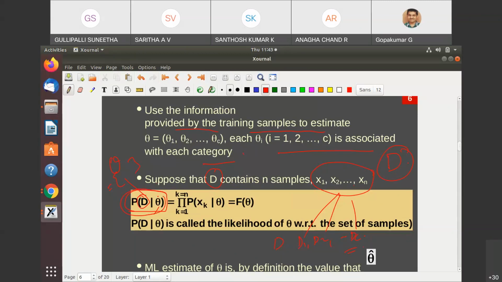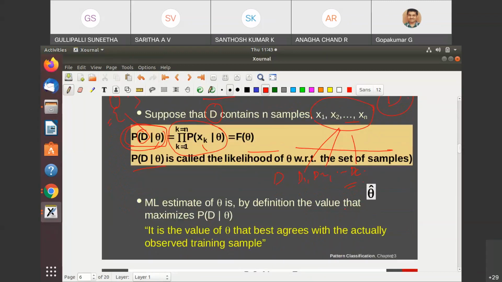We have made the assumption that each of these x1, x2, etc. up to xn are independently drawn. So that can be written as a product, because they are independent: the product over k equal to 1 to n of probability of xk given theta, where xk is x1, x2, etc. up to xn. So probability of D given theta is called the likelihood of theta with respect to the set of samples. That is one probability that we define.